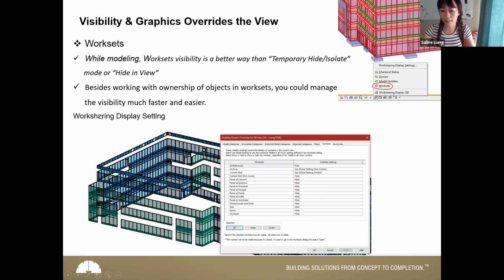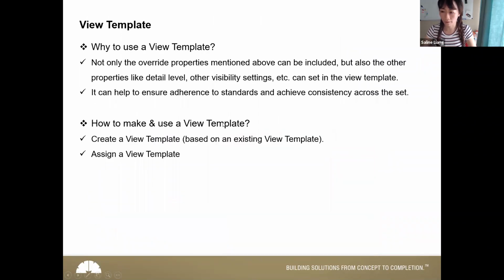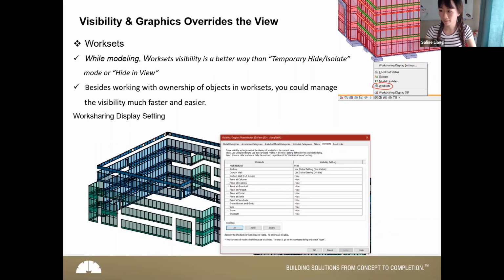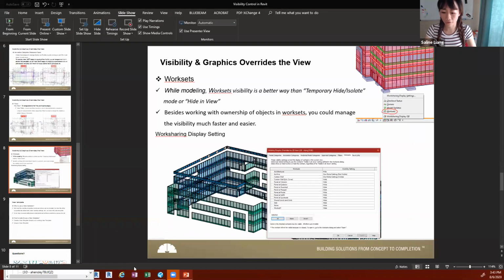And like I was saying, besides working with ownership of objects in worksets, this is the beginning of the workset: people can own the objects in a group or a bunch, and then someone has to borrow it or cannot modify it, right? But you could also manage the visibility much faster and easier. And then I'm going to show how.